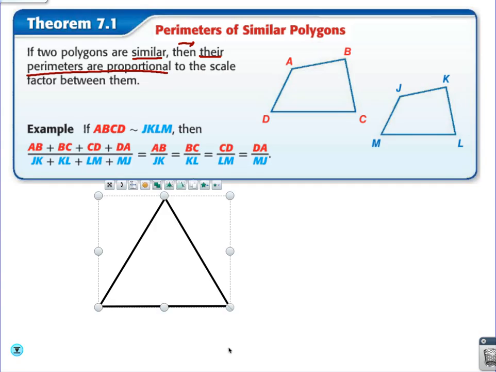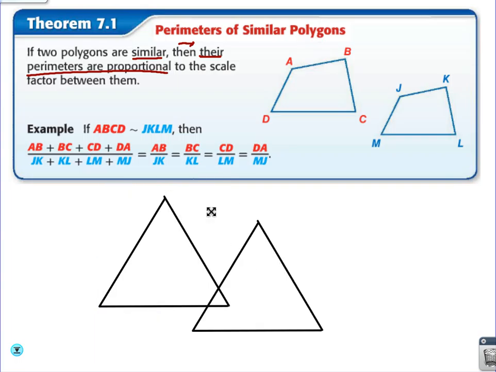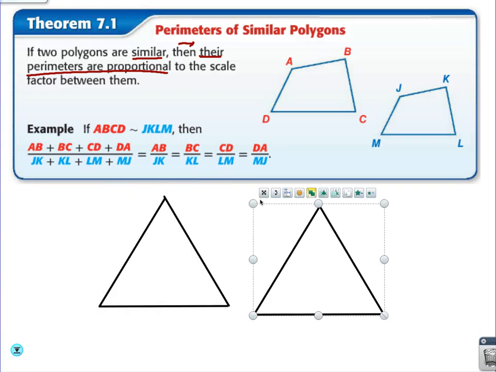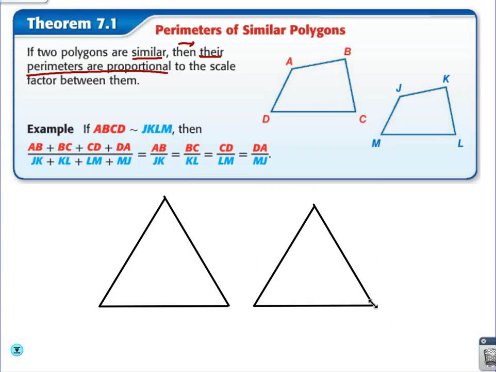You got a triangle. You snap it together, duplicate it. You have a second triangle. Now those two triangles again, those would be congruent. I'm going to shrink it down.